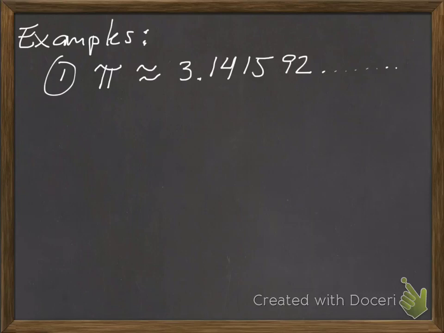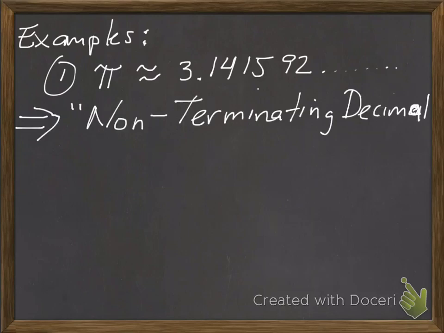One example of an irrational number is the number pi. Pi is approximately 3.141592, and that decimal just keeps going on and on and on, and nothing's repeating. So in a way, you can think of this irrational number as any decimal that just goes on and on, but nothing ever repeats. This is what they call a non-terminating decimal. Any decimal number that never ends and never repeats is an irrational number.